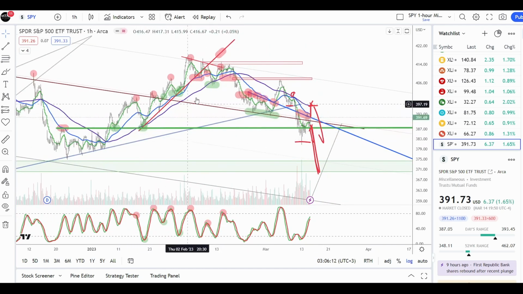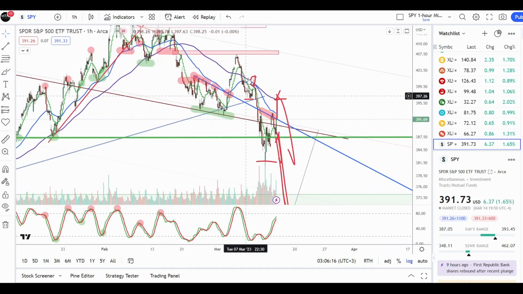Notice how when the market was rallying, all of these moving averages held. We are now seeing the market reject at every one of these moving averages.